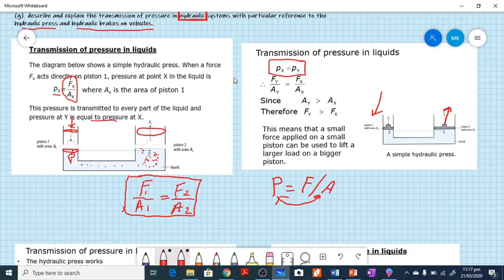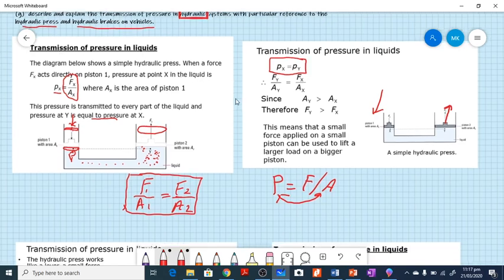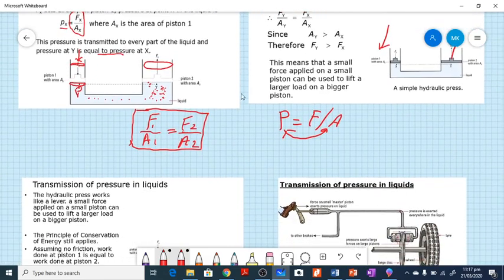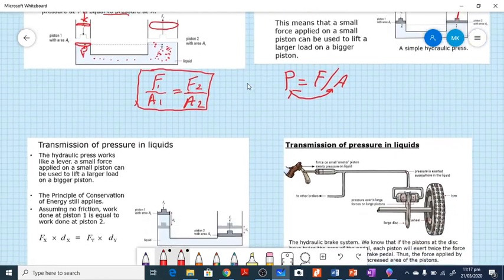Moving towards the next one, there is another formula related with the transmission of the pressure in liquids.